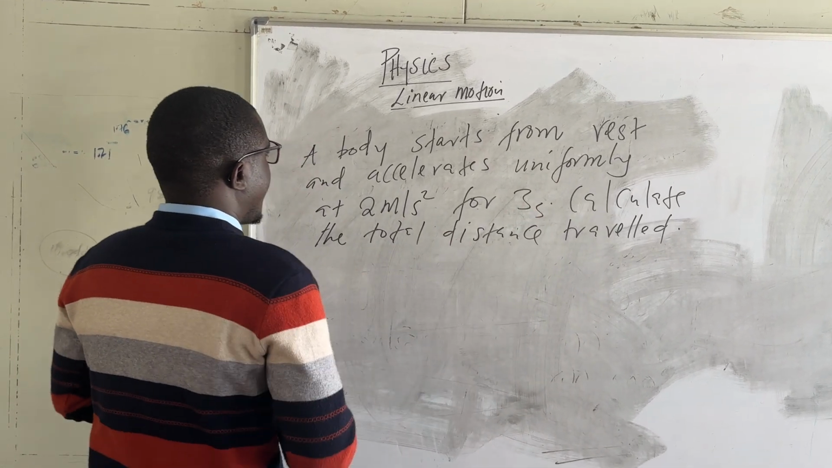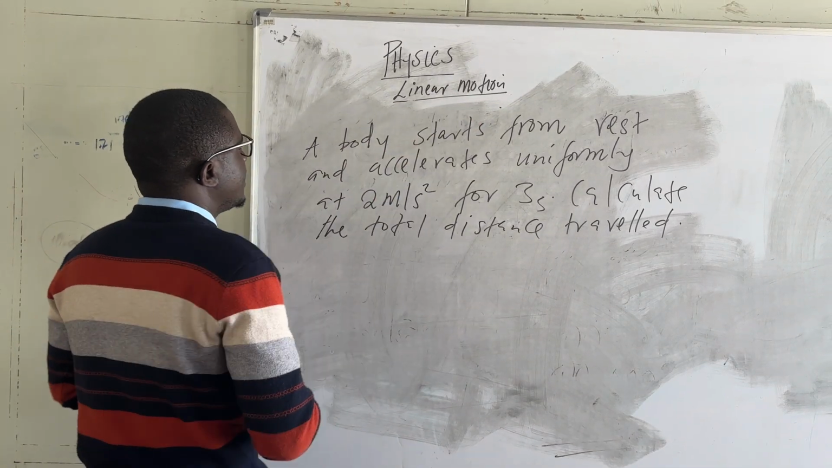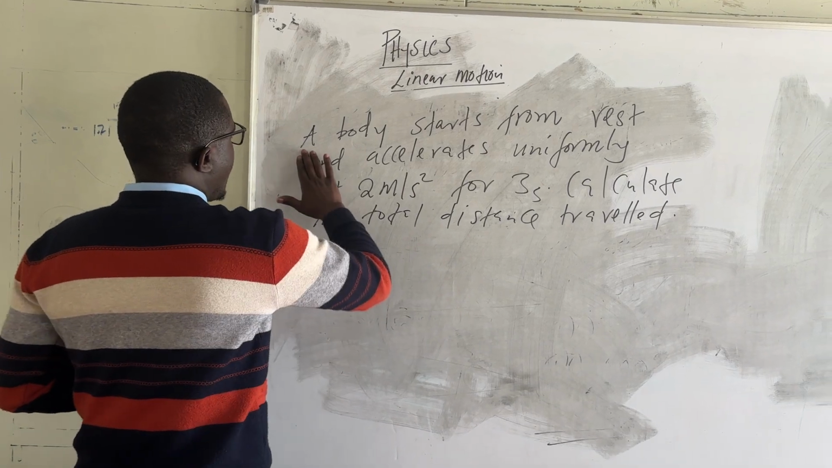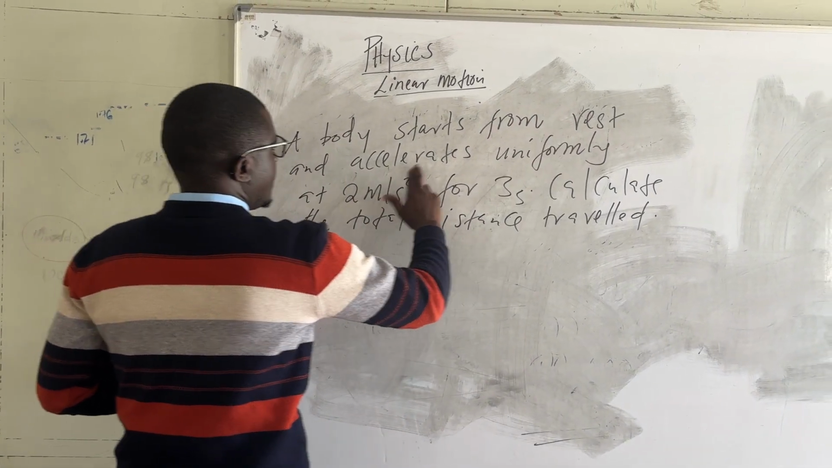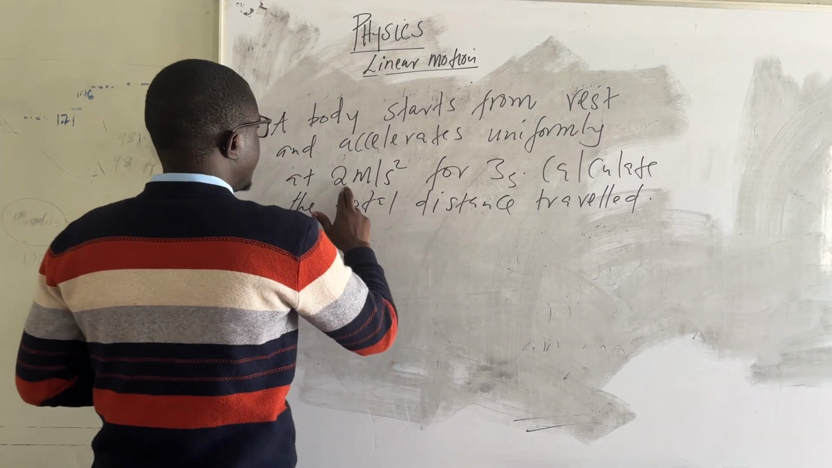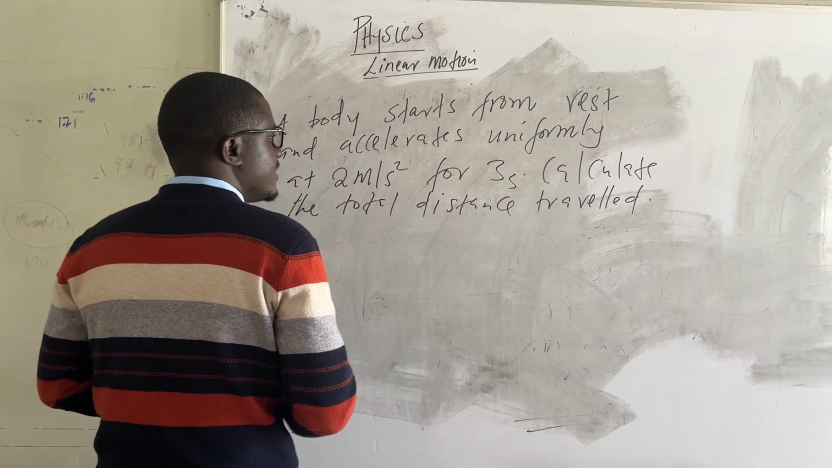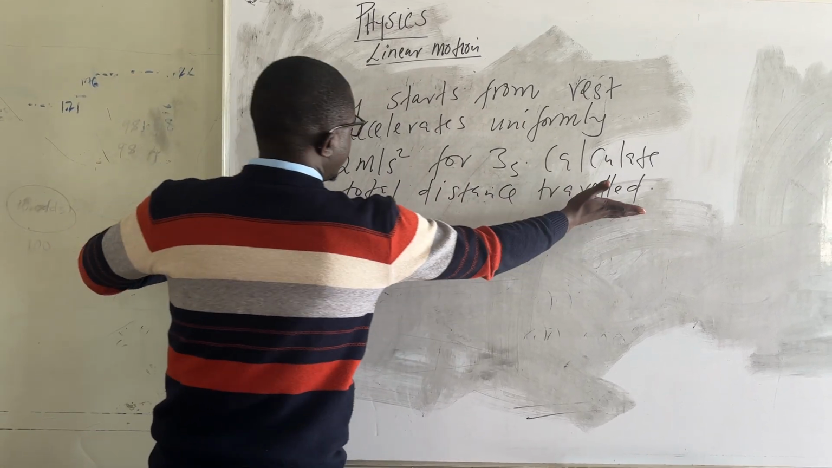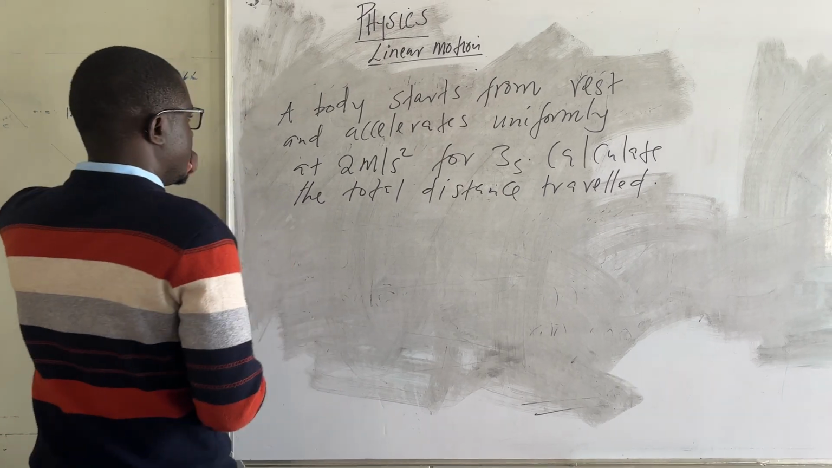So with this question again, coming from linear motion in physics. The question reads: a body starts from rest and accelerates uniformly at 2 meters per second squared for 3 seconds. Then you are told to calculate the total distance traveled.